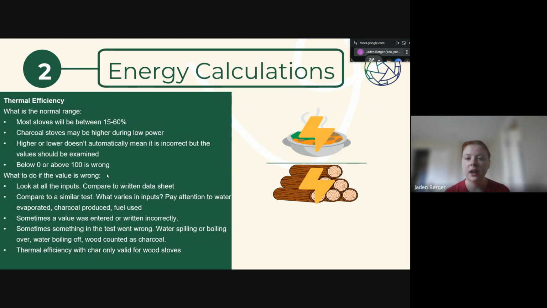that could be what's driving a really high thermal efficiency. Charcoal produced is another one. If you have a really large amount of charcoal produced, you're going to have a really big difference between your thermal efficiency with char and without char. And then finally, how much fuel you used. So if you used a ton of fuel, that's going to drive your thermal efficiency down, especially if that was entered incorrectly.